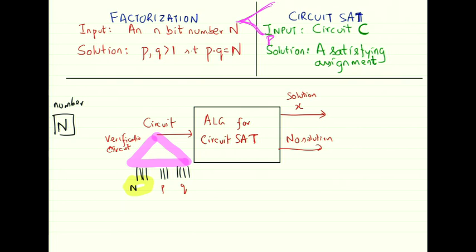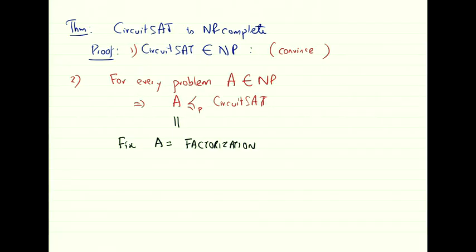Okay, so let's move on from this. This is our first NP complete problem: circuit SAT is NP complete. And what we'll do now is start doing reductions from circuit SAT and see that many other problems are also NP complete.